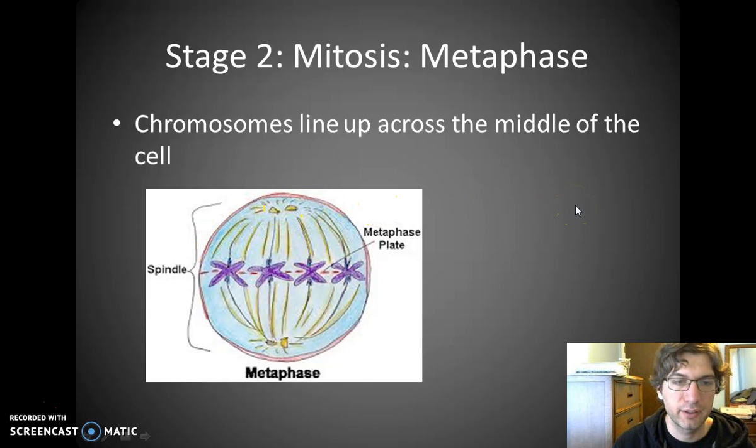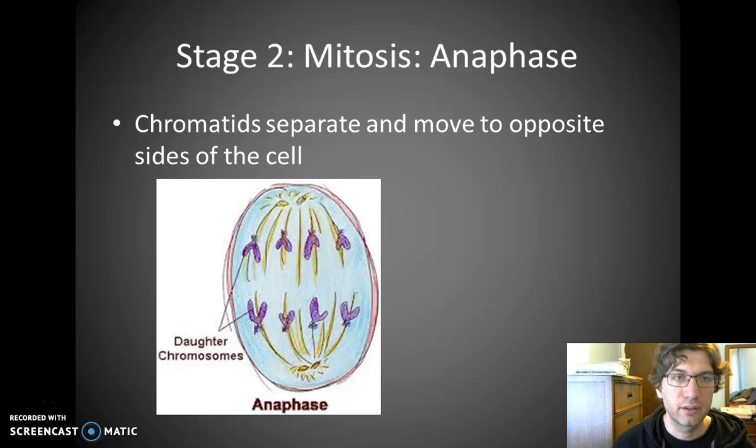Stage 2 is metaphase. Metaphase you can think of as middle. The chromosomes are going to line up across the middle of our, really it's the nucleus, that's where they are, and our spindle fibers are going to start pulling them apart, which means in anaphase, our chromatids are going to separate and move to opposite sides of our cell.